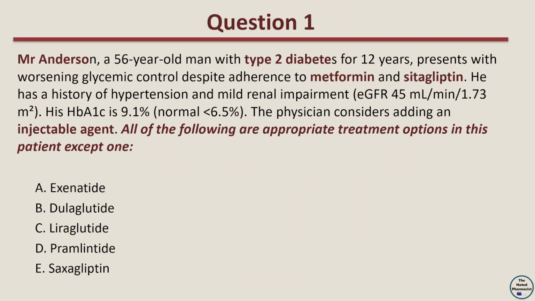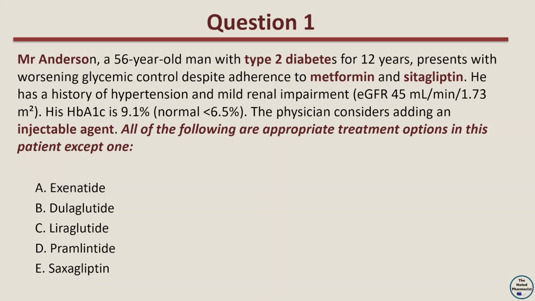Question 1. Mr. Anderson, a 56-year-old man with type 2 diabetes for 12 years, presents with worsening glycemic control despite adherence to metformin and sitagliptin. He has a history of hypertension and mild renal impairment, with an eGFR of 45 milliliters per minute per 1.73 square meters. His HbA1c is 9.1%, above the normal value of less than 6.5%. The physician considers adding an injectable agent.